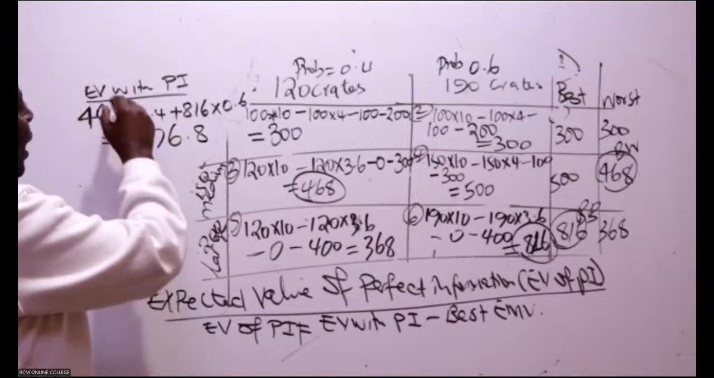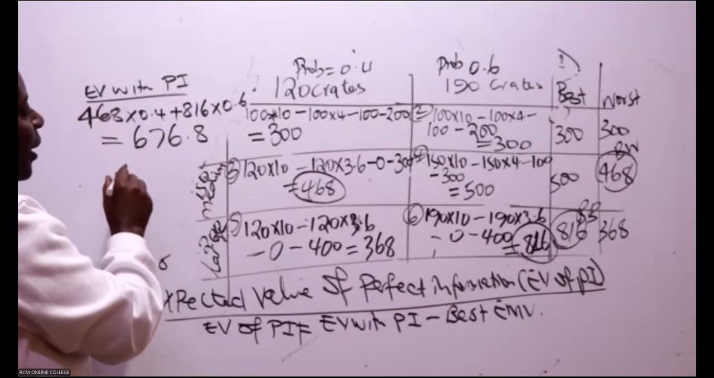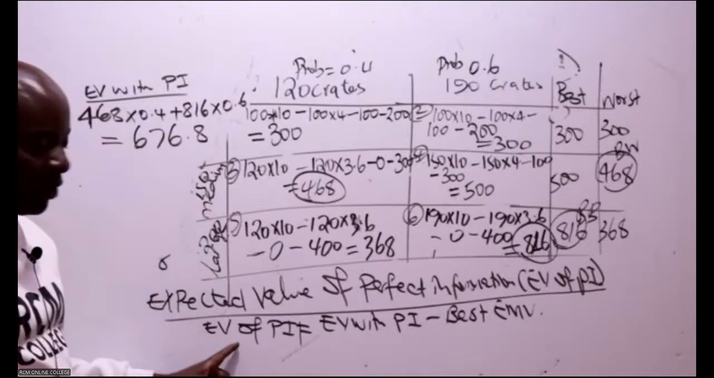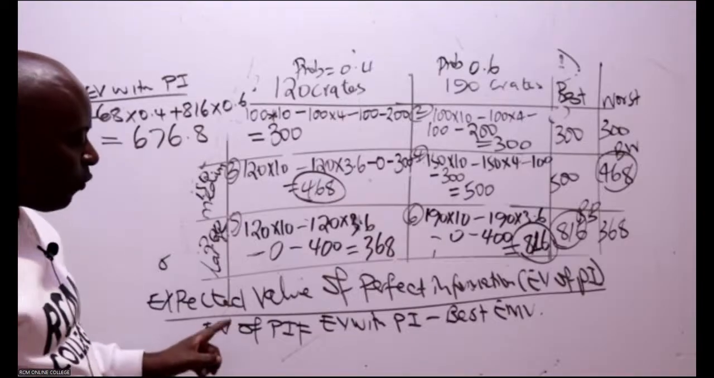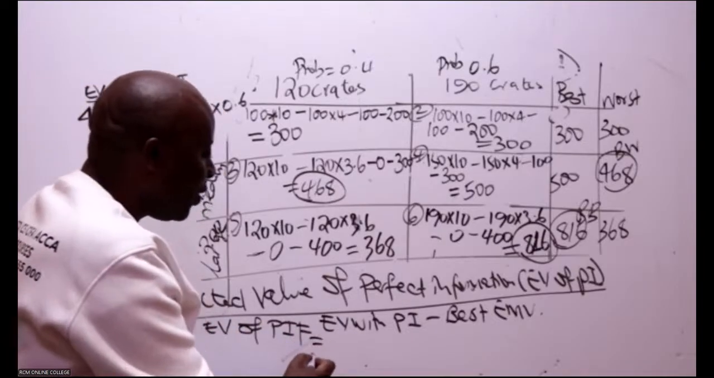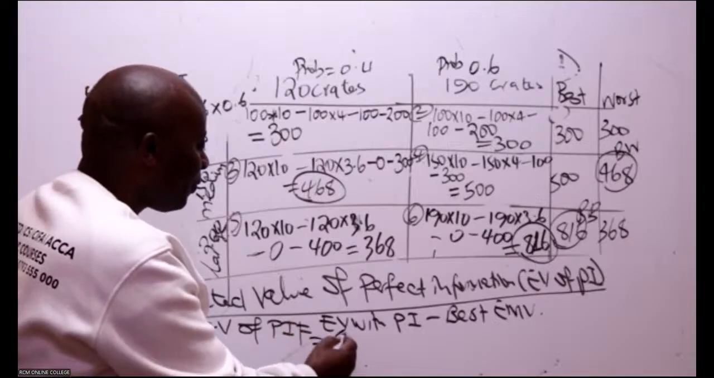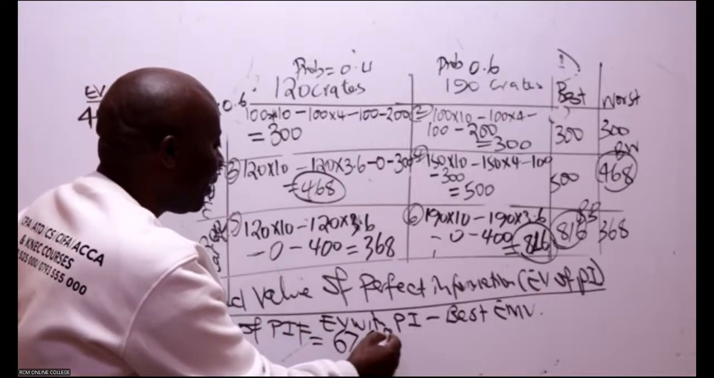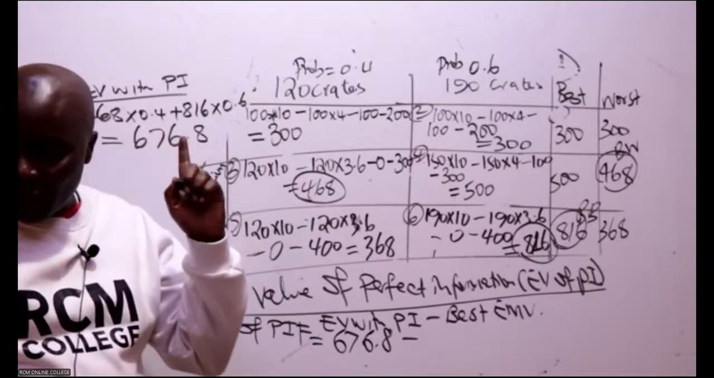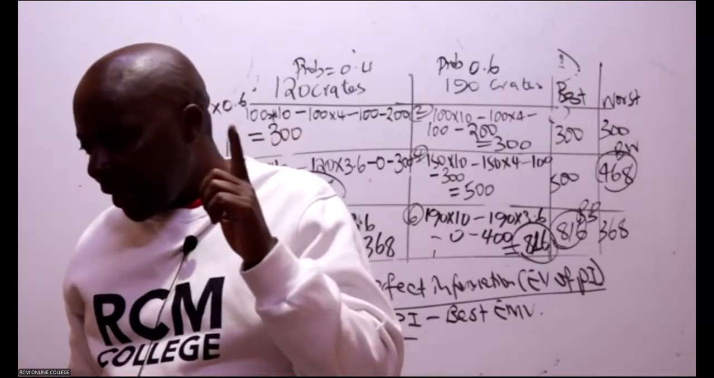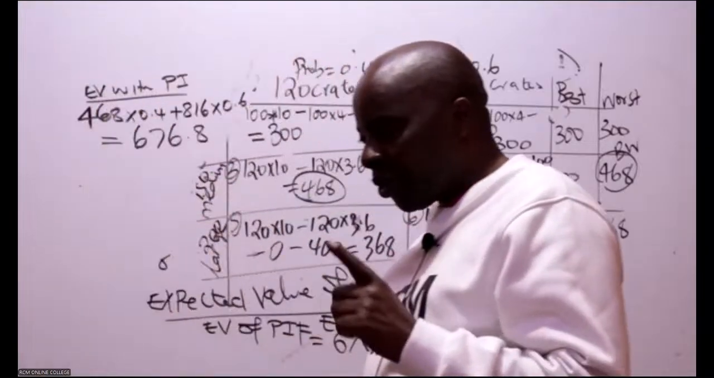So once we have this EV with PI, can we then go ahead and get EV of PI? Remember, the EV of PI will be equal to EV with PI, which is 676.8, minus best EMV. Are you able to remember the best EMV that we wrote up there?